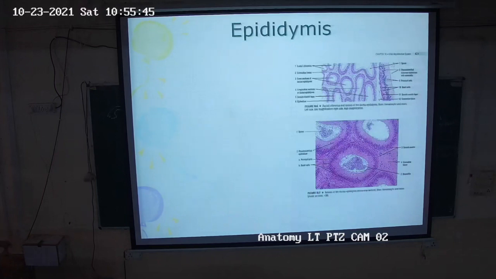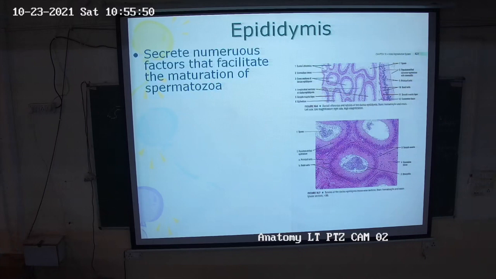Then we have the epididymis. Again, these are ducts, so in cross section they will appear circular. These are lined by, now you have to remember, vas deferens and epididymis, both are lined by pseudostratified columnar epithelium, lined by the stereocilia.